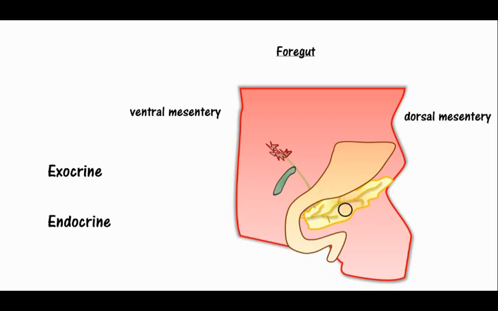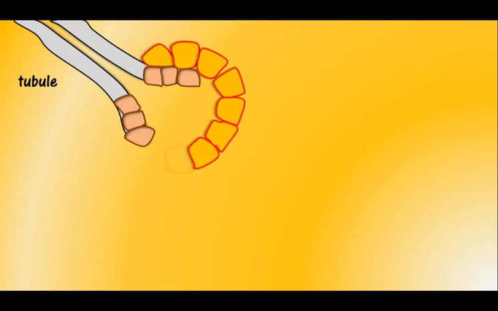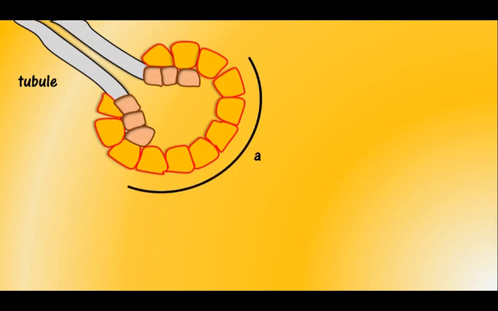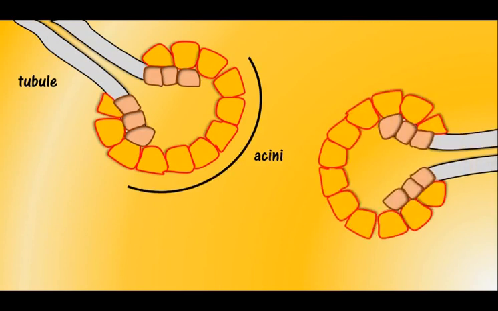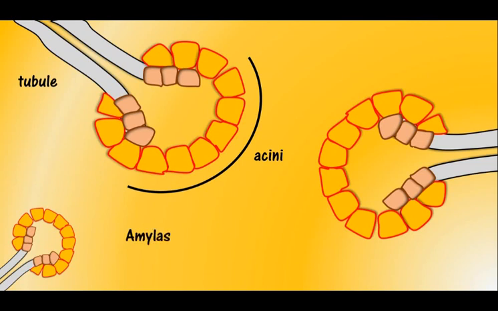For the exocrine function, cell clusters develop around the ends of tubules, and these clusters go on to form the acini of the pancreas. These groups of acini are therefore formed with the duct to eventually form a secretory system that constitutes the exocrine portion of the pancreas. This involves the secretion of digestive enzymes such as amylase and carboxypeptidase.